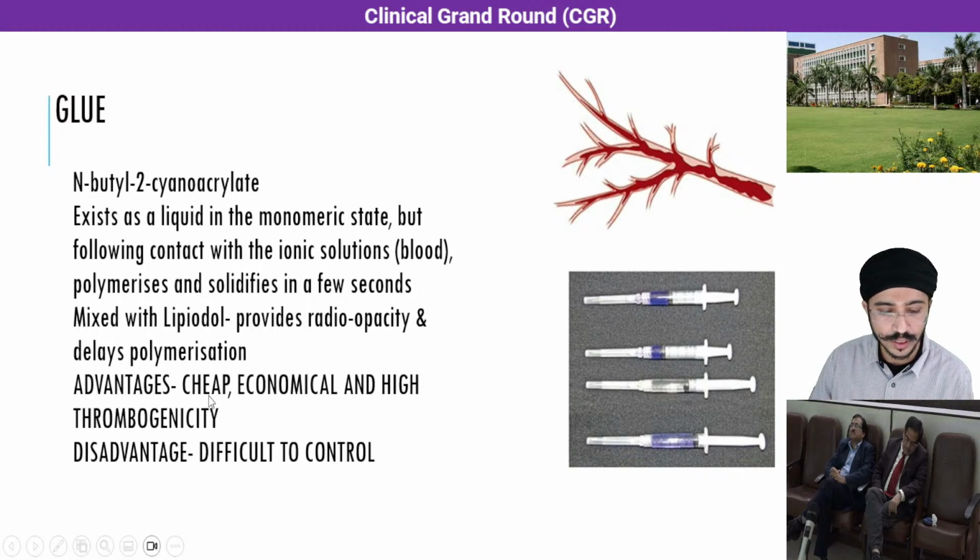Advantages of glue are it is cheap, economical, and it has high thrombogenicity. While the disadvantage is that it's very difficult to control a glue injection, as it polymerizes the instant it comes in contact with the ionic solutions.